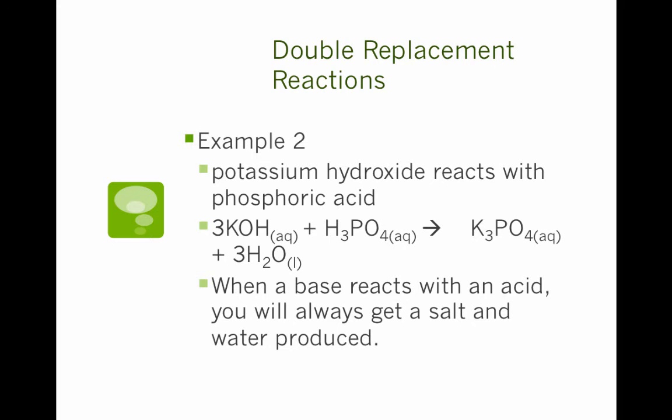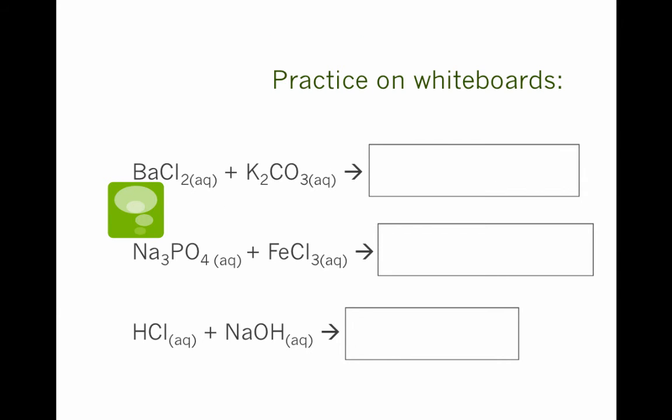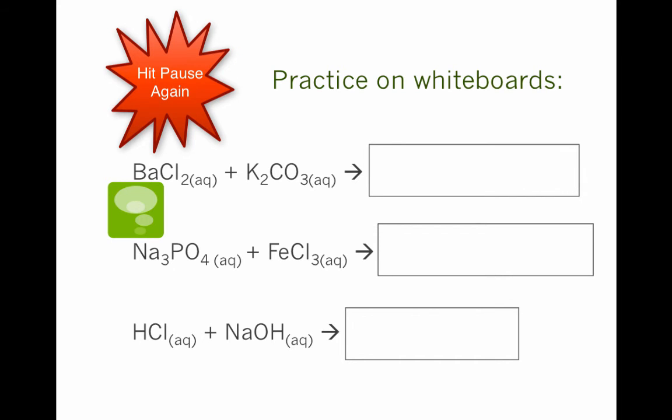This is a special type of double replacement reaction. When a base reacts with an acid, you will always get a salt and water produced. So your salt here is the potassium phosphate, and as you know, H2O is water. Take another moment to pause the video and practice these on a piece of scrap paper, a piece of notebook paper, and we will be right back to check our answers.